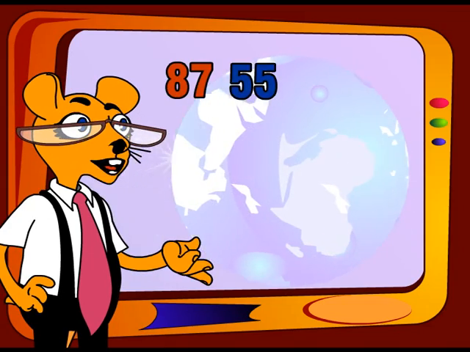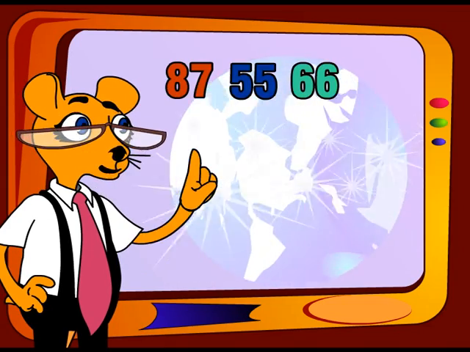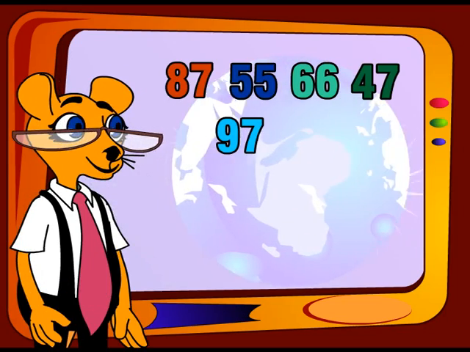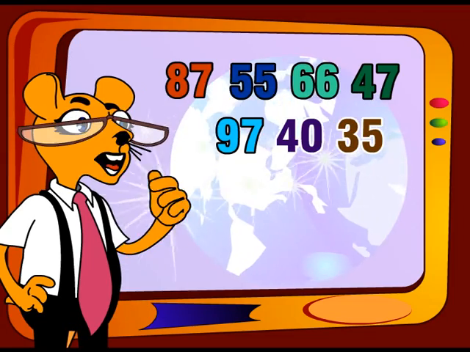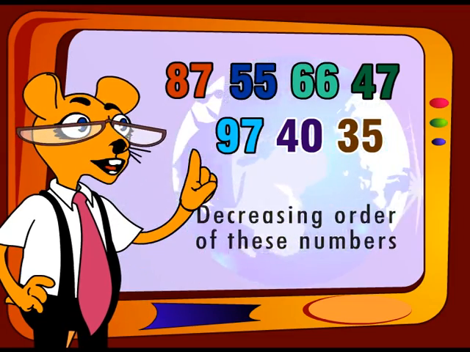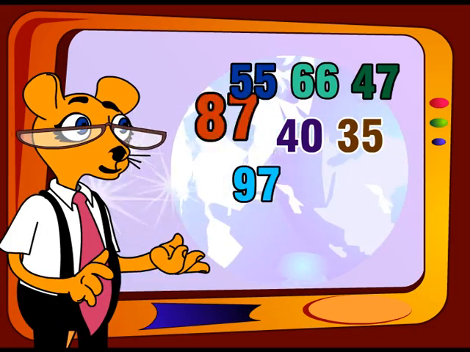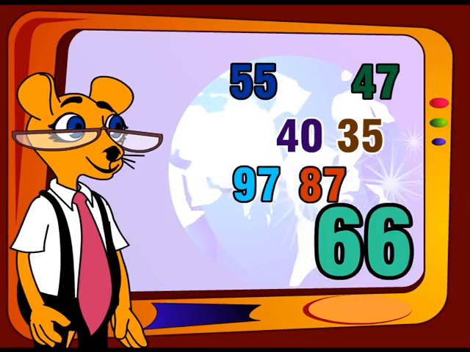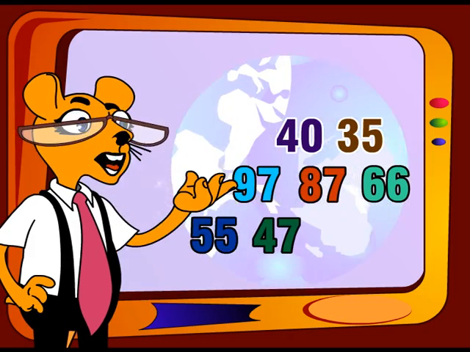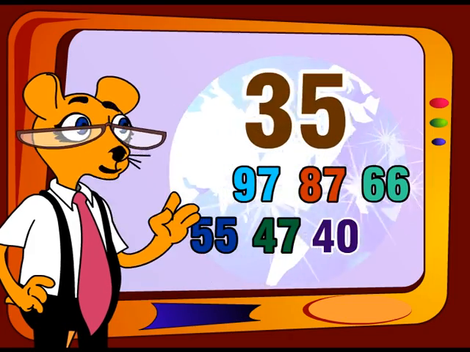87, 55, 66, 47, 97, 40, 35. Decreasing order of these numbers. 97, 87, 66, 55, 47, 40, 35.